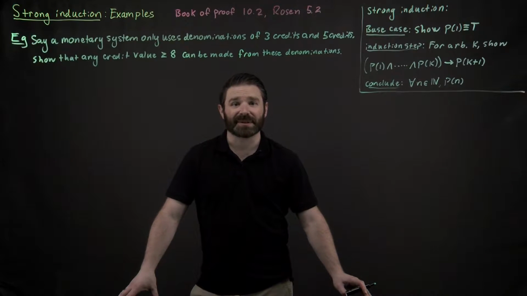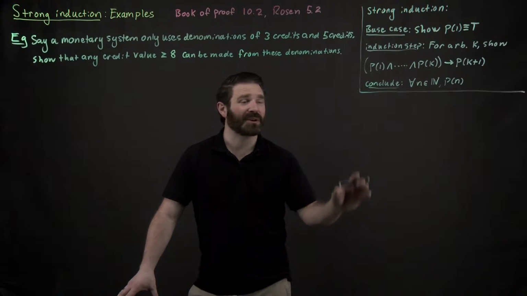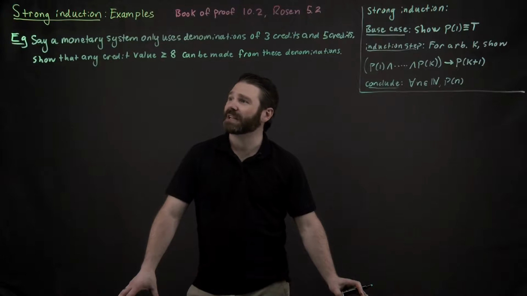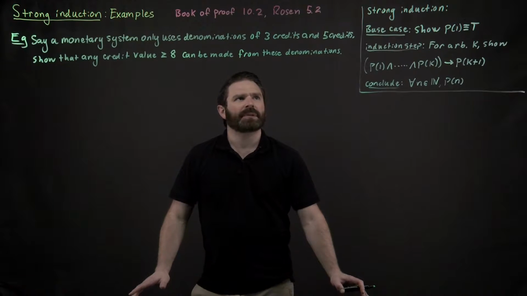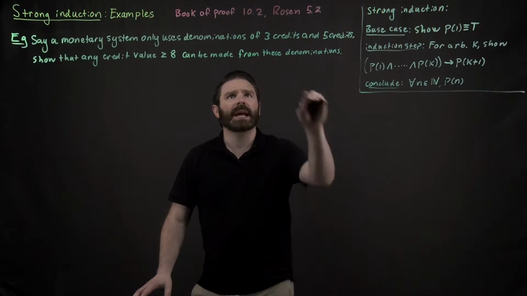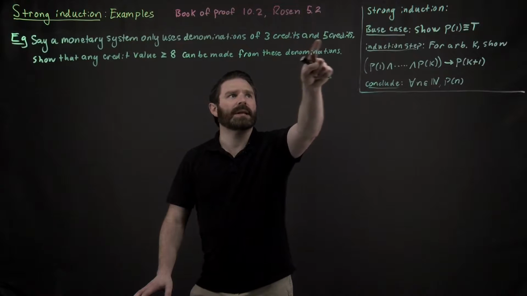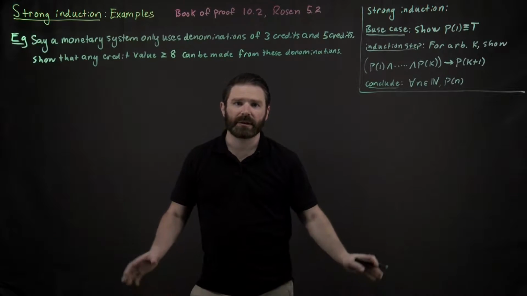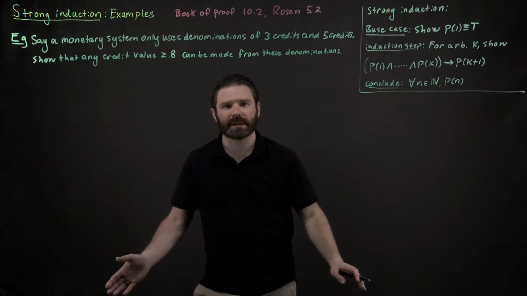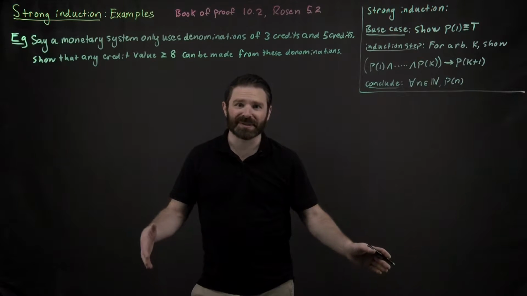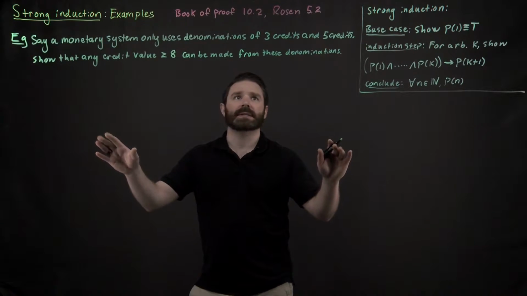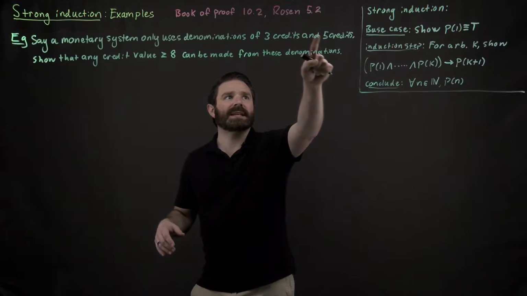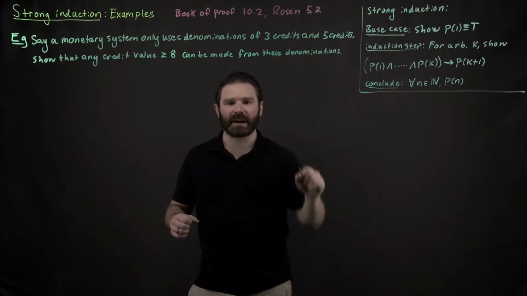So let's look at another example of using strong induction. And this is a more interesting example. Let's say that we have some monetary system and we only have a couple of denominations. So here we have a denomination of 3 credits and 5 credits. Like here in the US, we have $1 bills and occasionally $2 bills, $5 bills, $10 bills, etc. This particular monetary system only uses 3s and 5s, so 3 credits and 5 credits.